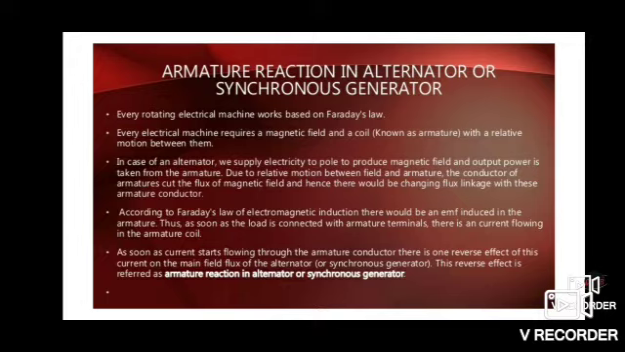This reverse effect is referred to as armature reaction. That is the action of armature MMF on the main field MMF is called armature reaction. That is the reverse effect. It is called armature reaction in alternator or synchronous generator.